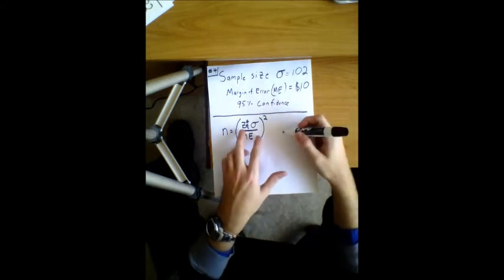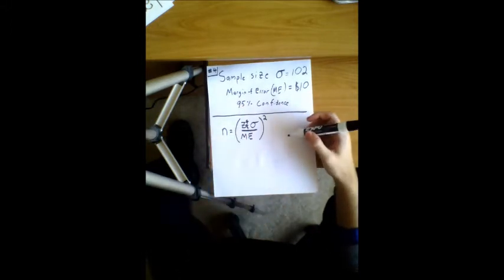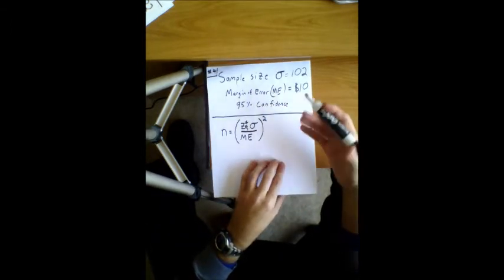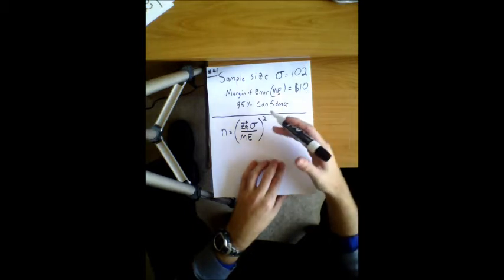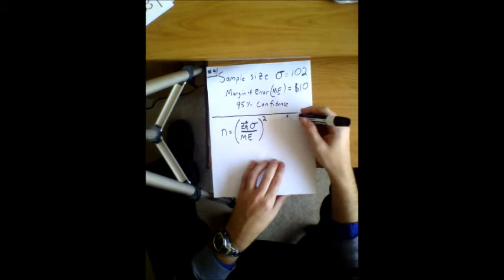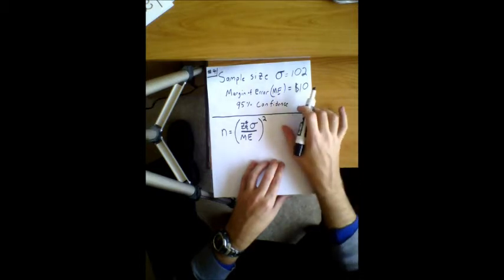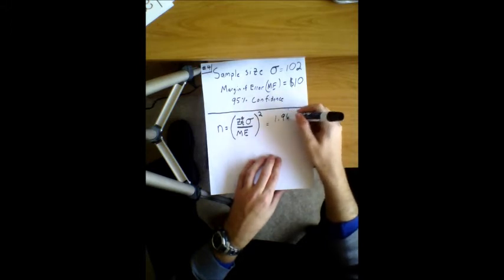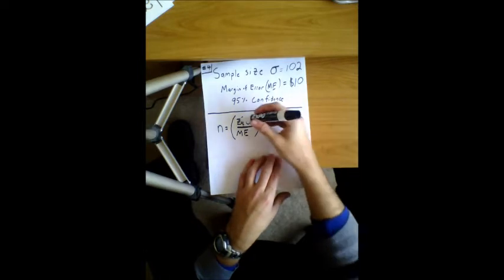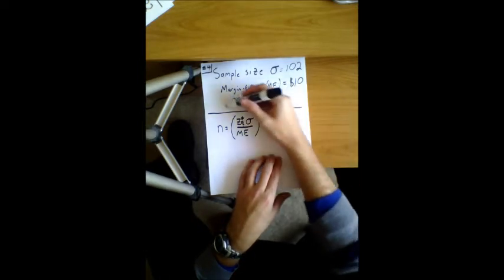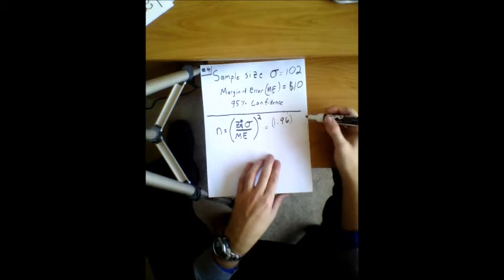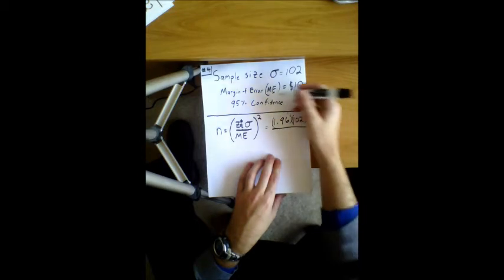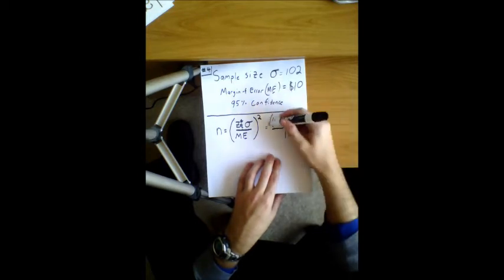So, remember, this is one of those ones that you may have remembered. Your alpha here is 0.05, and you divide that in half, you get 0.025. You could look into your table to find out what that is. It ends up being 1.96, if you recall. So our z star of alpha over 2 for 95% is 1.96. Standard deviation is 102, we'll plug that in. And the margin of error is $10, we'll plug that in. The whole thing is squared.